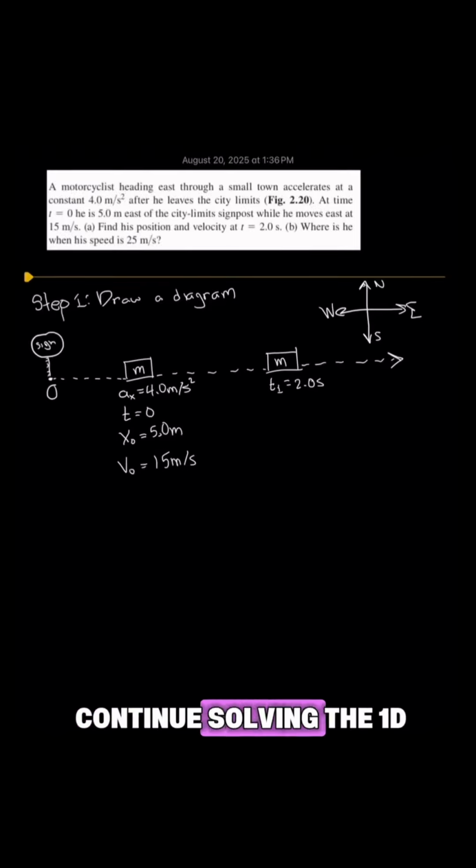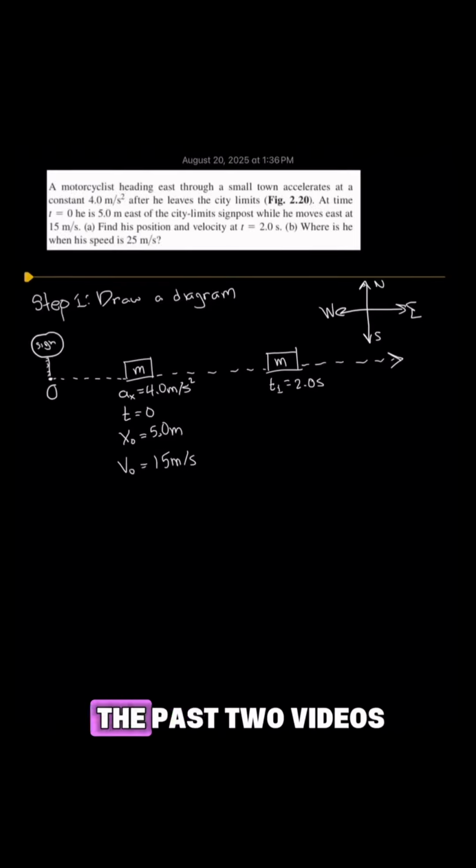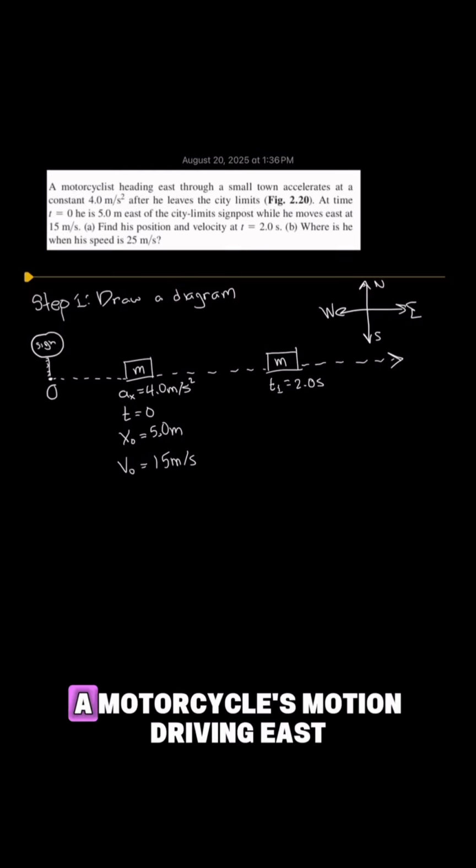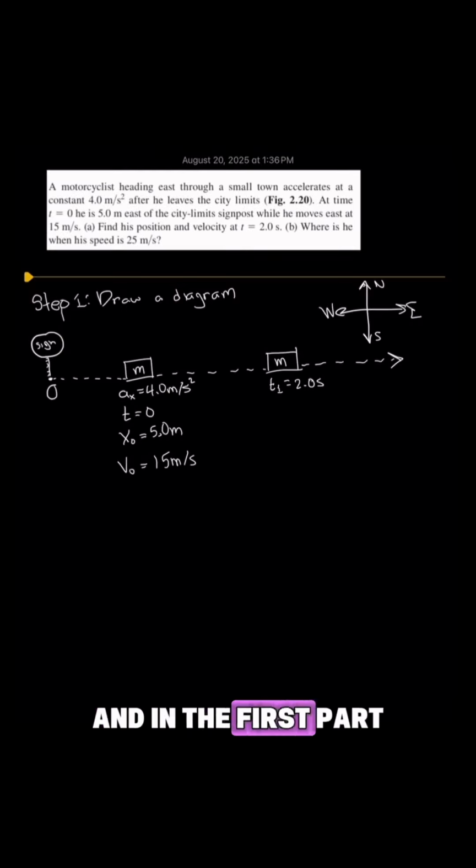So today I'm going to continue solving the 1D motion word problem we were solving in the past two videos. This word problem models a motorcycle's motion driving east, and in the first part we found its position and velocity at time equals 2 seconds. Now the problem wants us to find the motorcycle's position when his velocity is 25 meters per second.